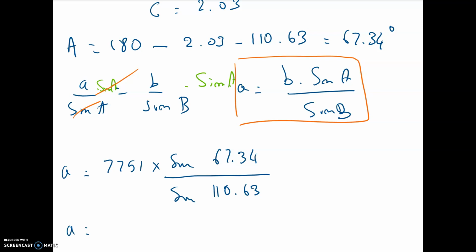so let me do the calculation: 7,751 multiplied by the sine of 67.34, and then I divide by the sine of 110.63, and I found A equal to 7,643. All right, guys, now let's do the next problem.